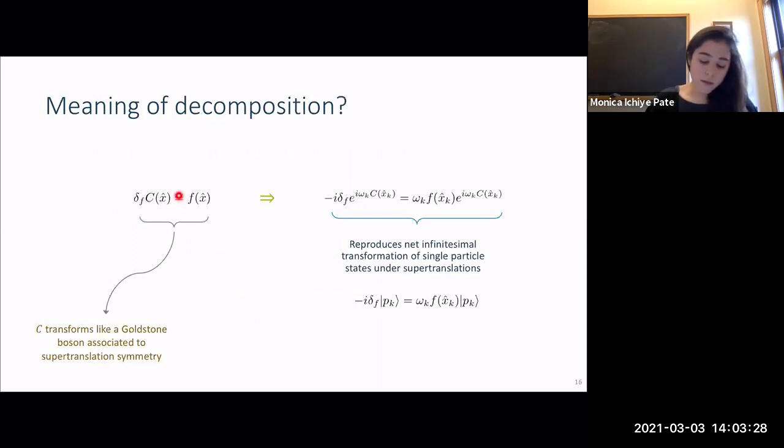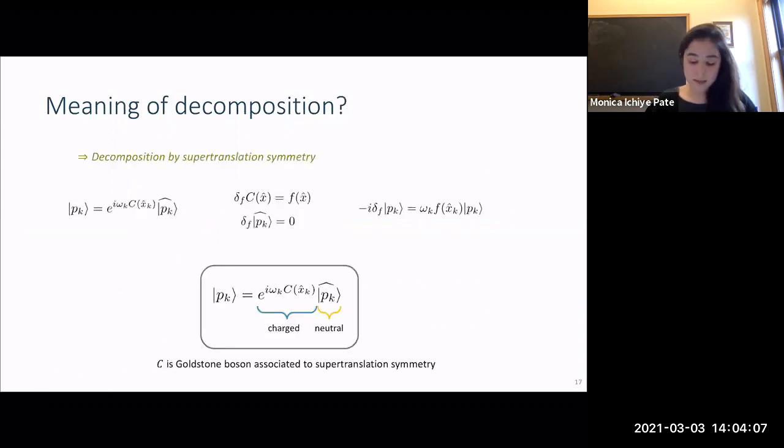So suppose this field C transforms by a shift F. Well, then the vertex operator, which was reproducing the soft part of the S matrix, transforms according to this rule. But this was the net infinitesimal transformation of single particle states under supertranslations. And note that the transformation of a field C by some shift can be interpreted as the transformation of a Goldstone boson under supertranslation symmetry.